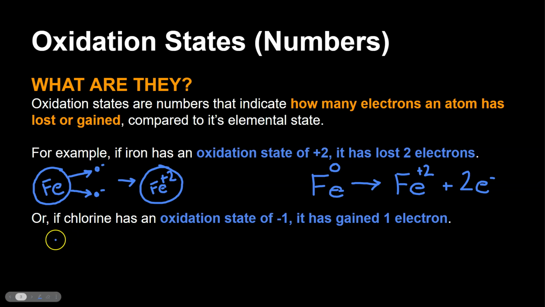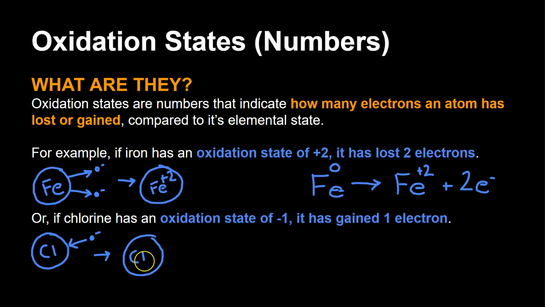The same thing can happen when atoms gain electrons. Here, let's talk about chlorine. We've got just a typical chlorine atom. If that chlorine atom were to gain 1 electron, then that means its oxidation state is going to change to a -1, because now that atom has 1 extra negative particle.